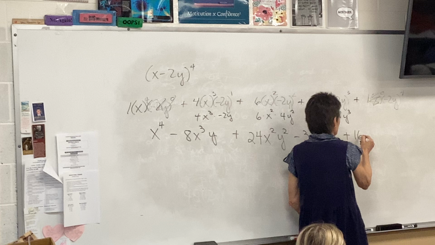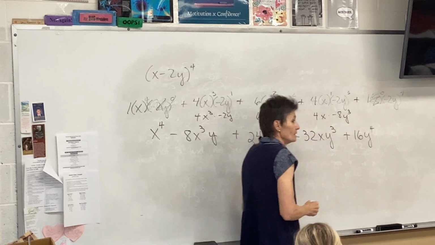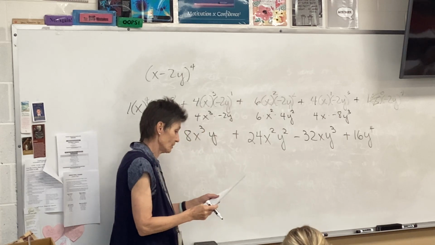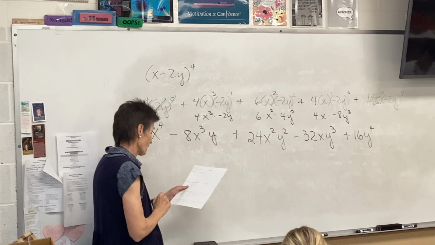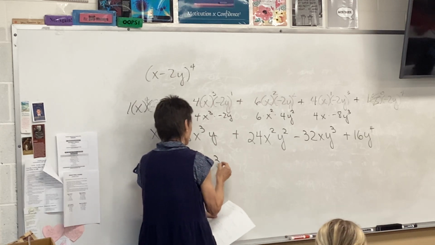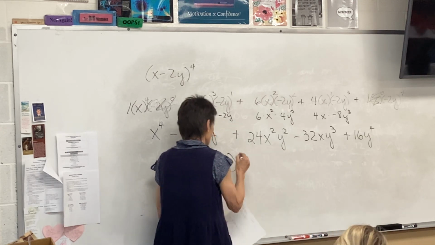16y, plus 16y to the fourth. Negative to the fourth power would be positive. Good, good, good. Fifth term of (2x + 3y) to the 7th.